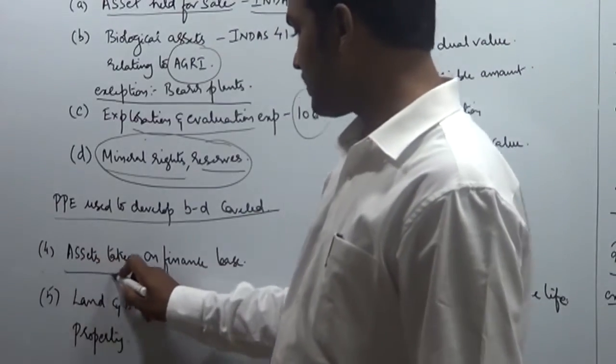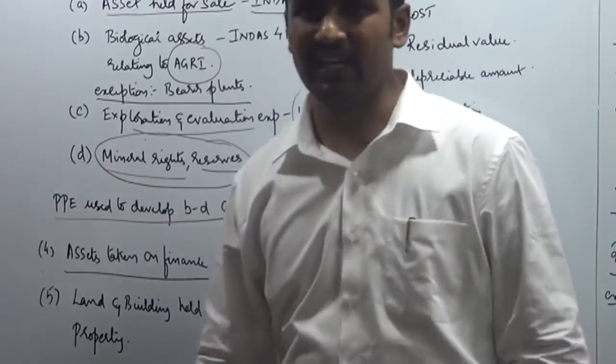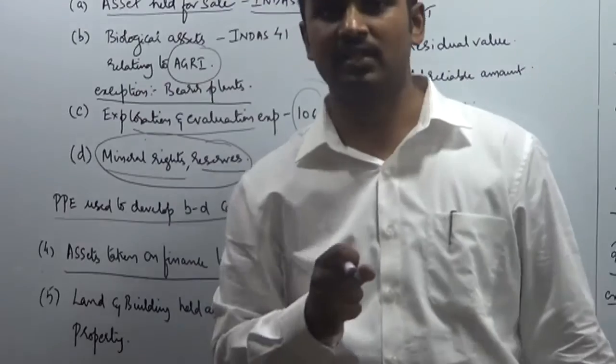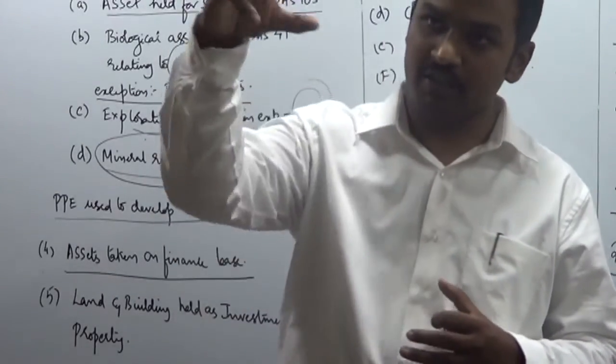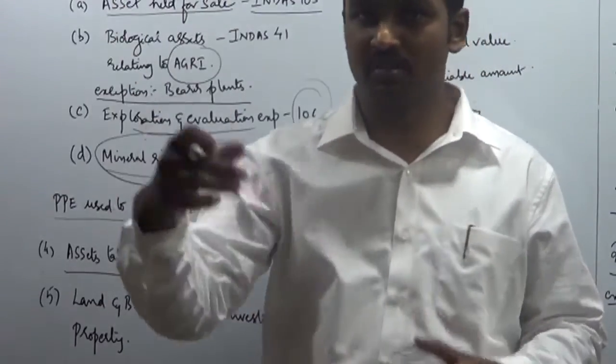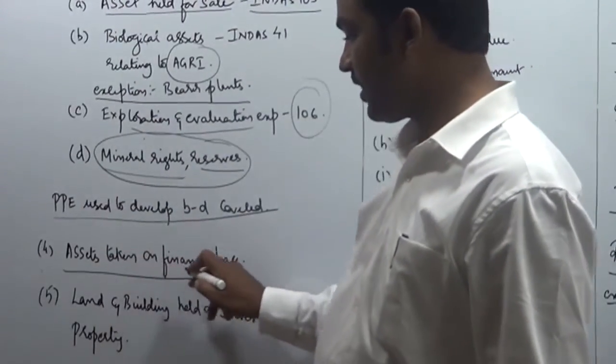Now let us go to the next issue. Assets taken on finance lease. Suppose you have taken a machinery on finance lease. You are not capable of purchasing the asset for cash. You have purchased the asset on an installment system which is called assets taken on finance lease.